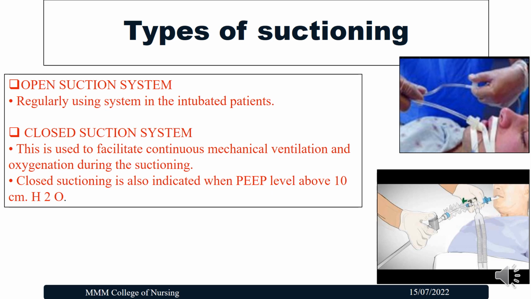In the closed suction system, the suction catheter is inserted into the endotracheal tube through a one-way valve. In this case, we do not need to disconnect the patient from the ventilator. So this is used to facilitate continuous mechanical ventilation and oxygenation during the suctioning. Closed suctioning is also indicated when the positive end expiratory pressure, that is the PEEP level, is above 10 centimeter of water.